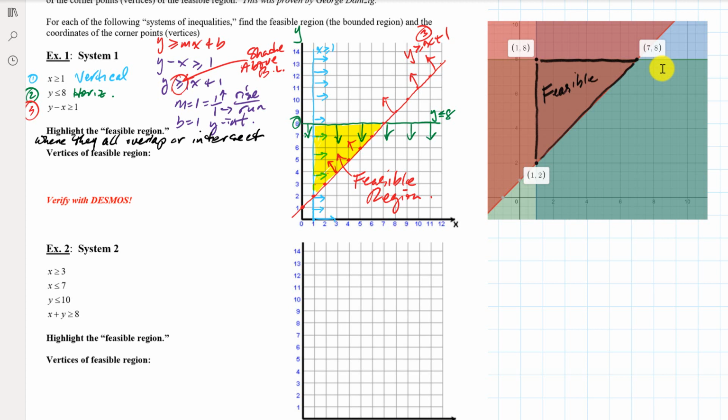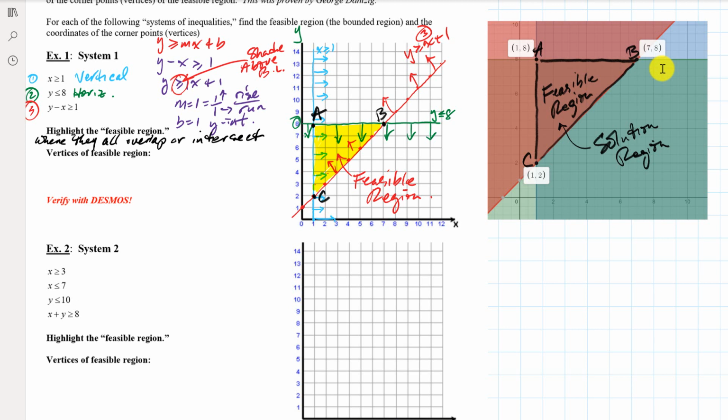Feasible region. Basically, it's the solution region. All the solutions are in here. The fancy name is feasible region, but it's basically the solution region. And we have three corner points because it's a triangle: one at A here, one at B here, and one at C here.